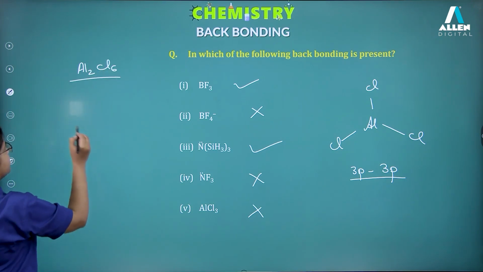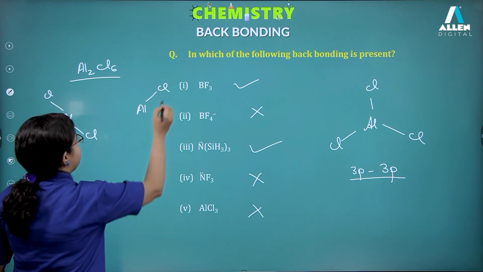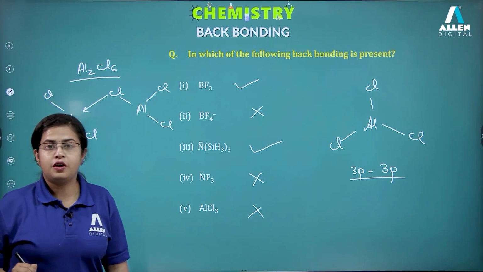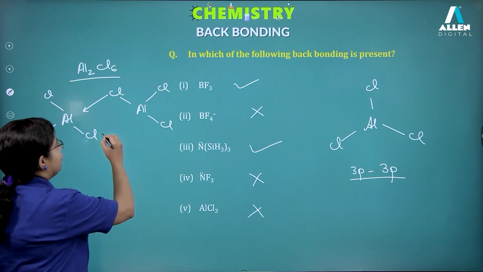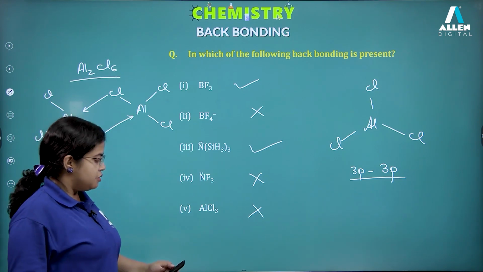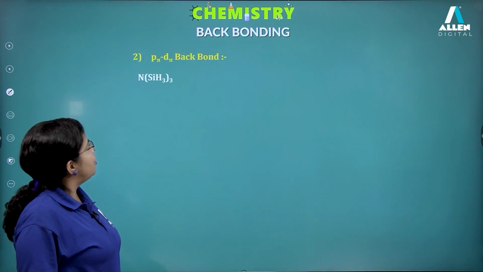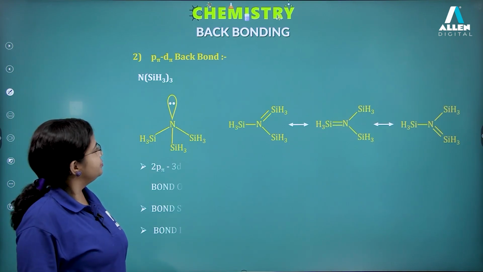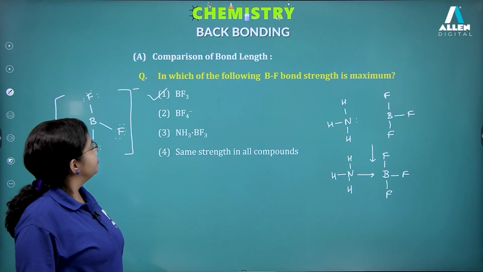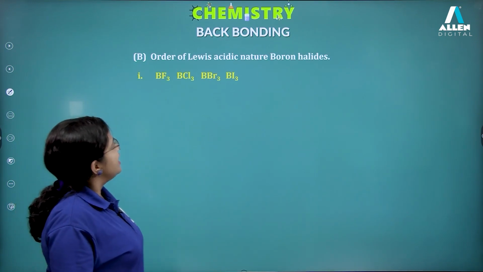It will form Al2Cl6, where 1, 2, 3, another 1, 2, 3, and this lone pair is donating to the vacant orbital of the other aluminium atom. This lone pair from this chlorine is donating to the other vacant 3p orbital of the aluminium atom. So it undergoes dimerization but not back bonding. Fine. So this we have seen, p pi back bond, p pi d pi back bond also, all the effects of back bonding. The answer is 1.